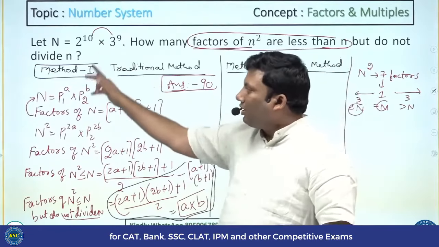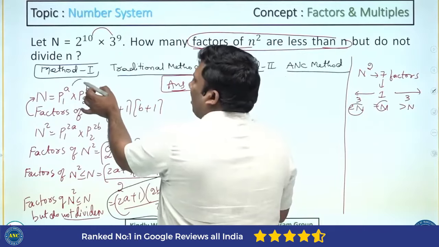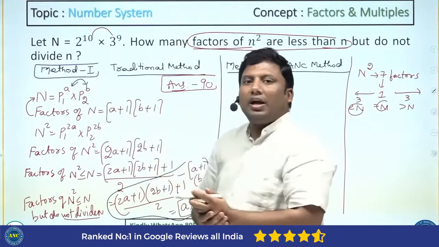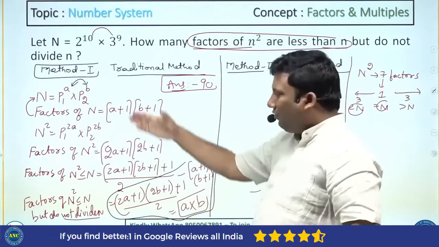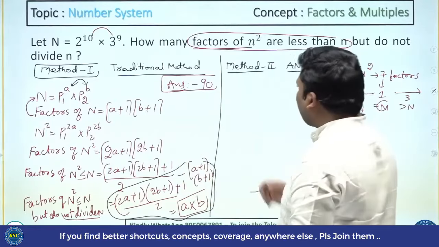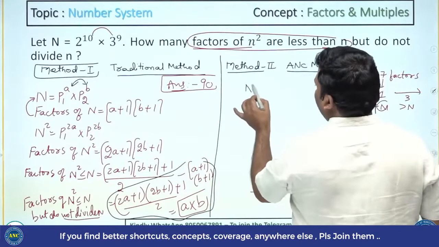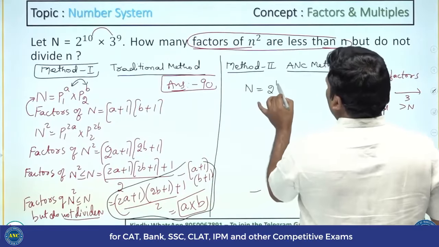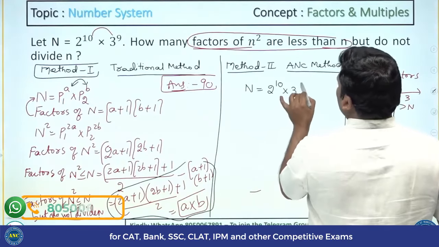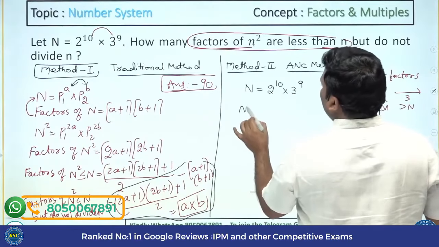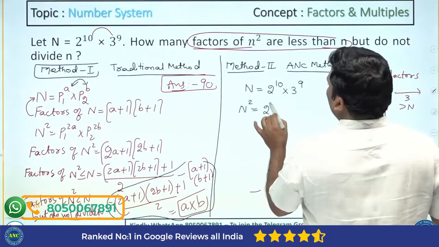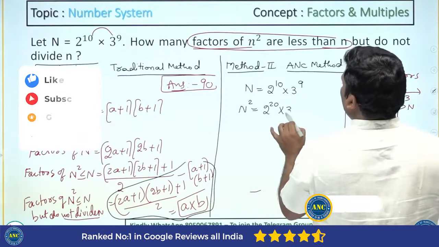A into b. What are a and b? A and b are the powers. This is one way, the mathematical way. Logically we will solve. See here, sir. N is 2 power 10 into 3 power 9. N square will become 2 power 20 into 3 power 18.